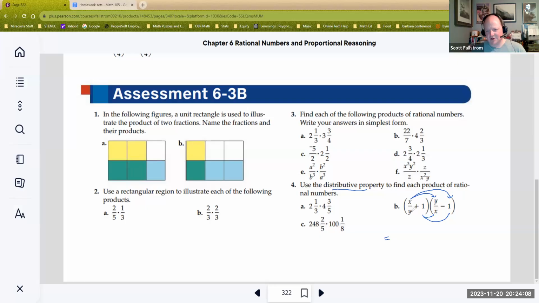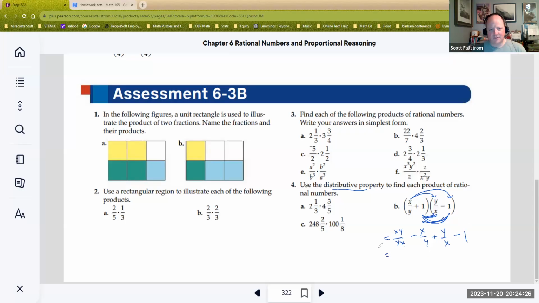And so this would be x over y times y over x. So I'd have xy over yx. Then the next one would be minus x over y. And then the next one right here would be plus y over x. And the last one would be minus 1.